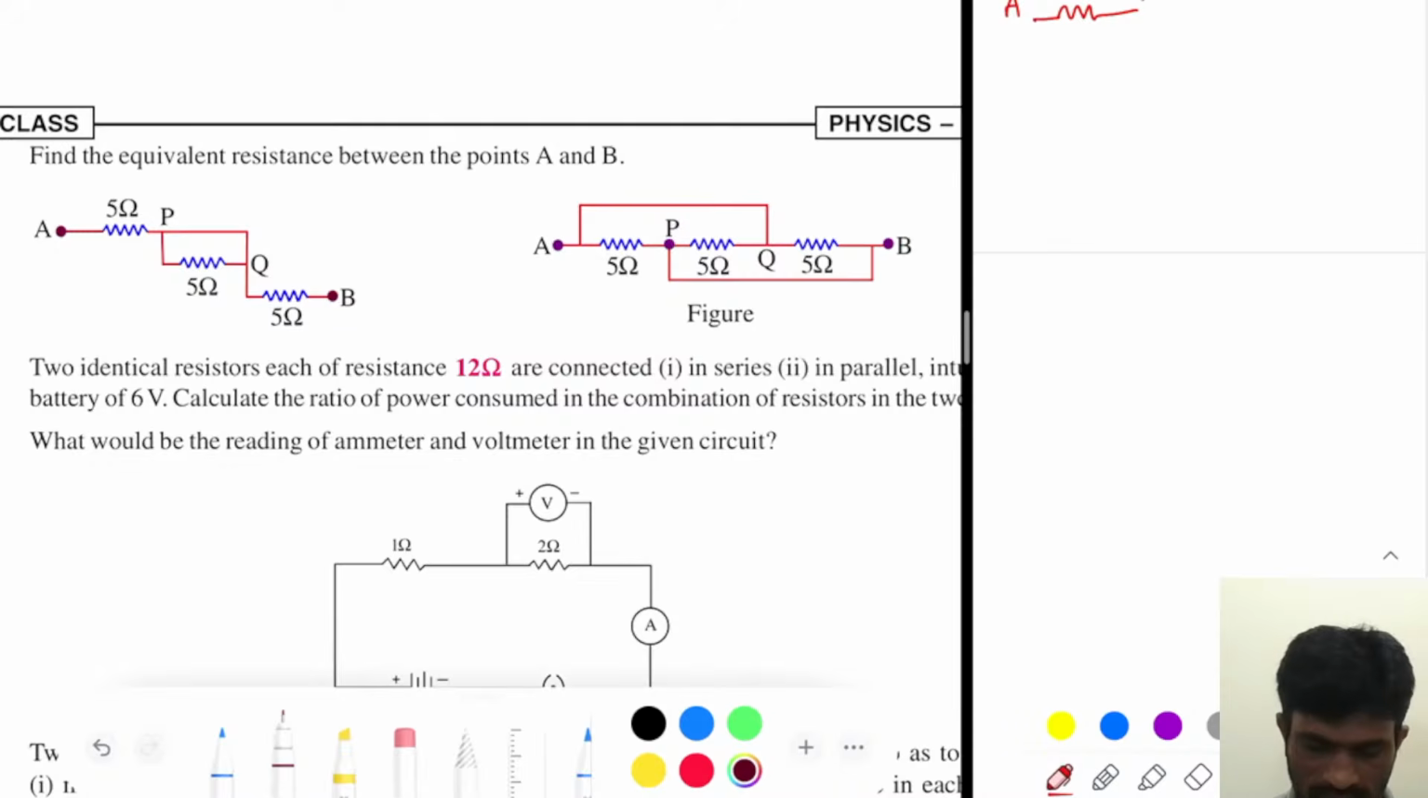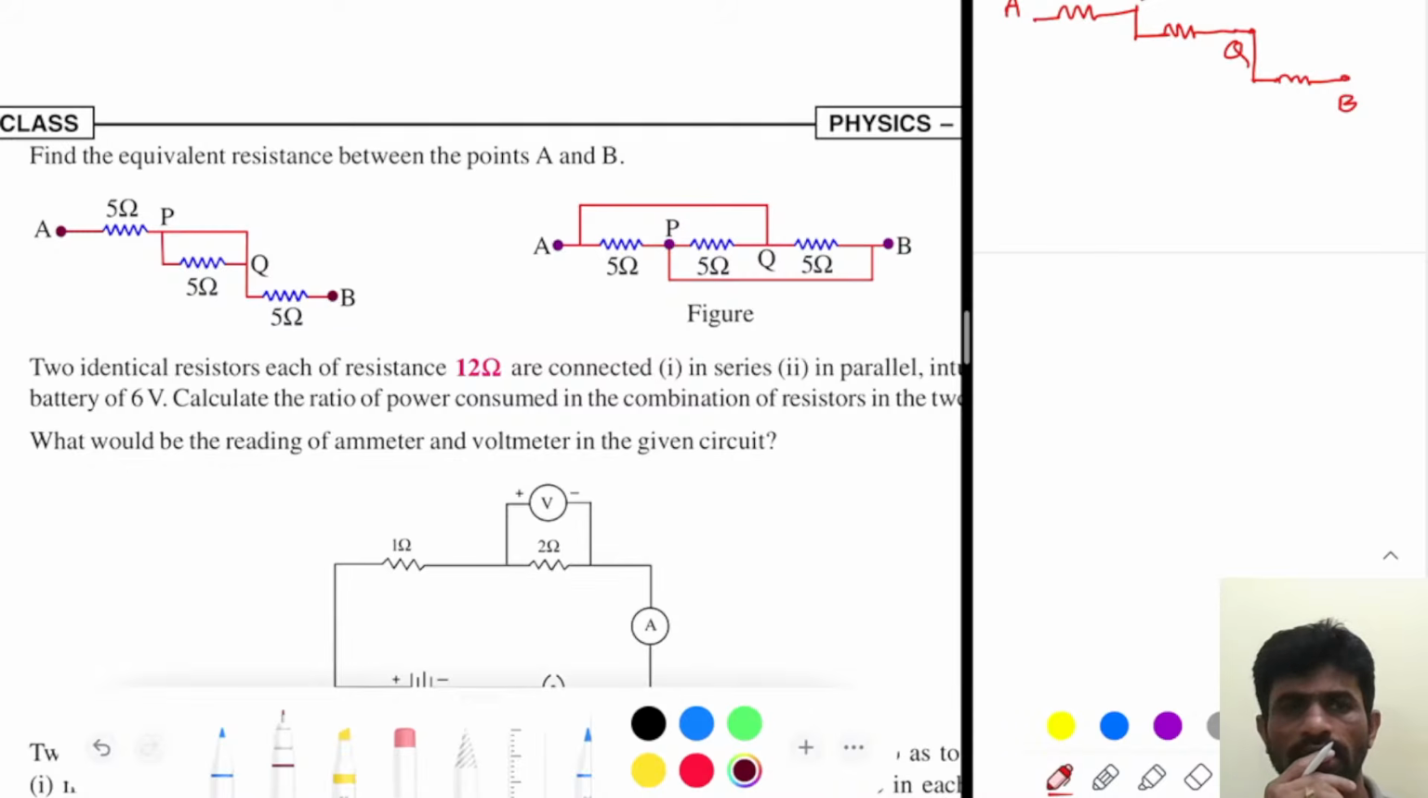A to P is there like this. Again P to Q. If you observe P to Q down, this is P to Q. Again Q to R. Q to B it is. Like this we have all are in parallel.